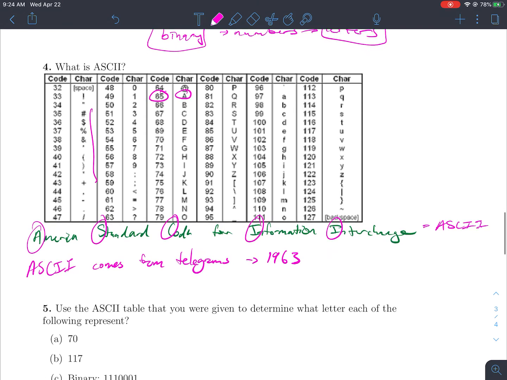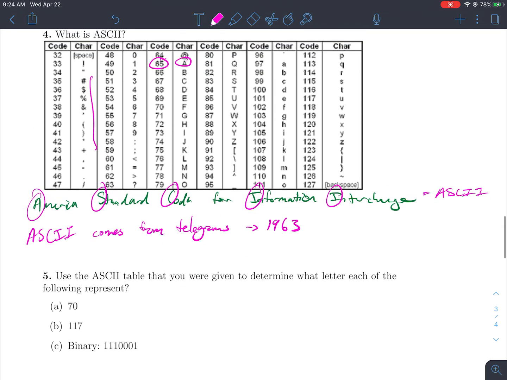There are some other interesting things about this ASCII table, but let's get some practice with it first. So we want to convert the number 70 to its ASCII character. So on the table, we'll look up 70. So 70 is the letter F. So this is an F.